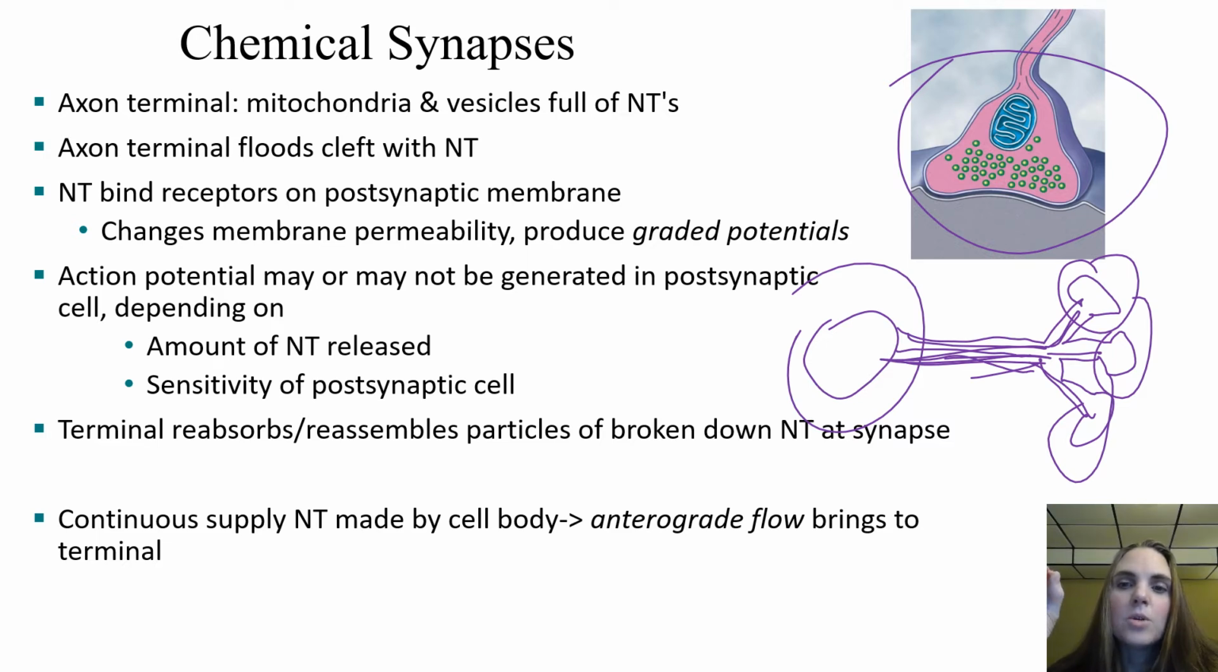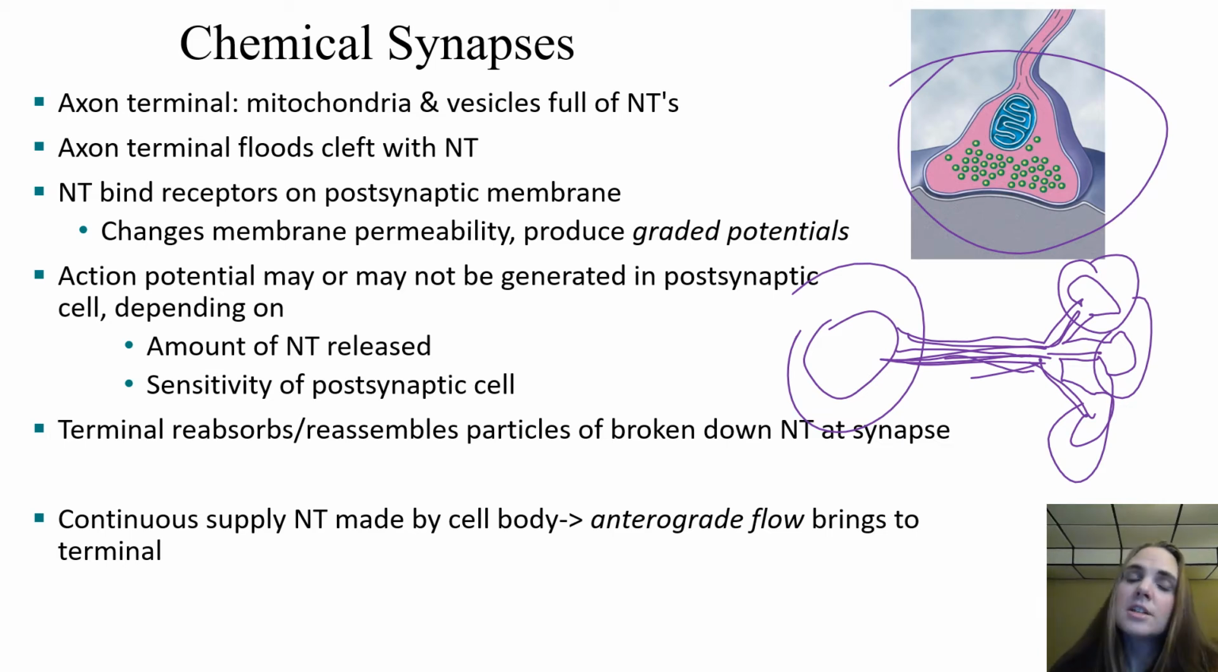And when those channels bind the ligand, which in this case is the neurotransmitter, that channel opens and allows things like sodium ions to flow inside. So that binding of the neurotransmitter is going to change the permeability of that postsynaptic membrane to things like sodium or potassium. That binding that opens the channel and changes membrane permeability is going to produce a graded potential.